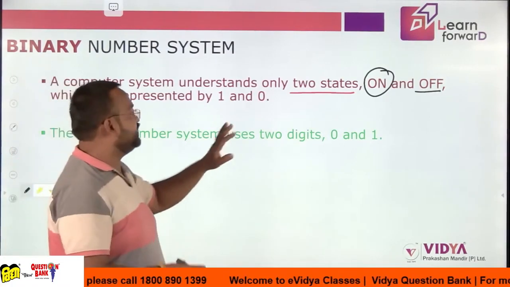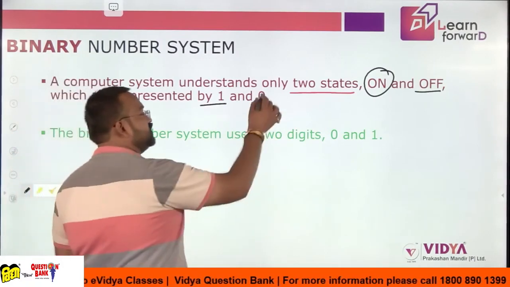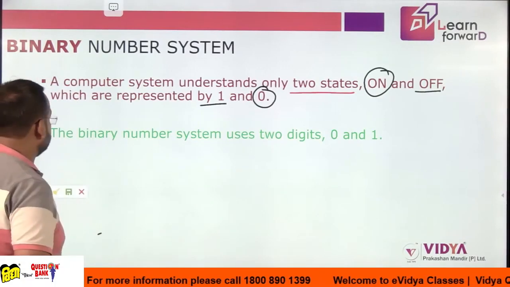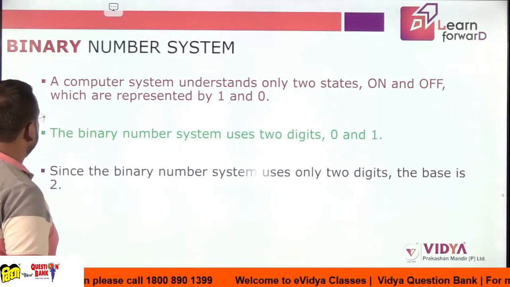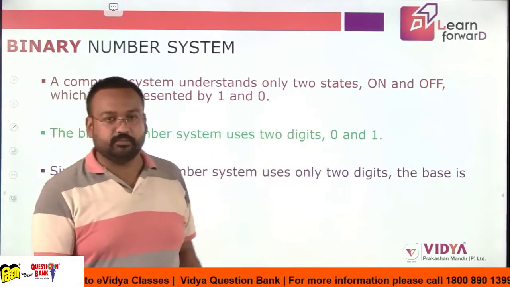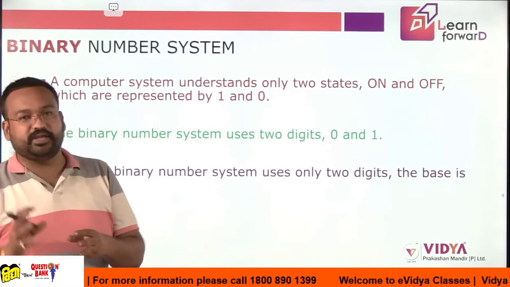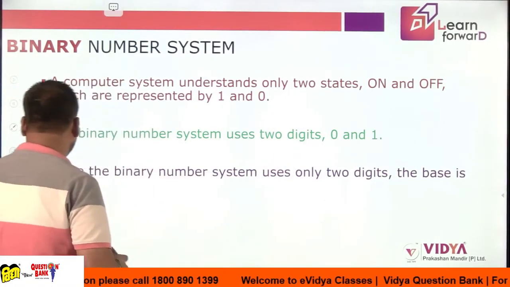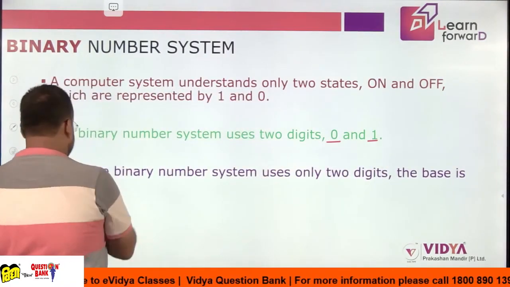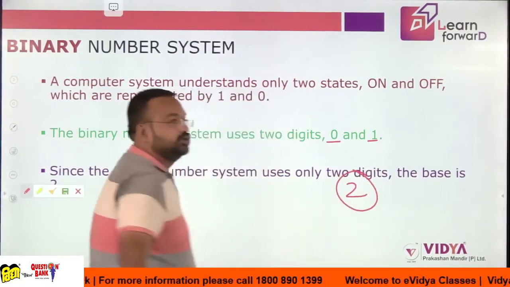Once you click it on, that represents the value 1, and if it is off, the value considered is 0. So there are only 2 digits in the binary number system. As I told you earlier, in the decimal number system, the number of digits we are using is the base. Here we are using only 2 digits, 0 and 1. So the base of the number would be 2.